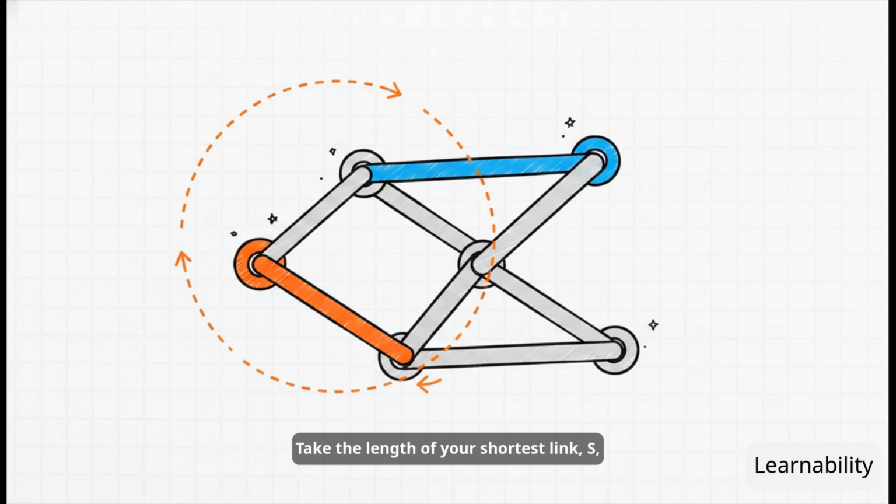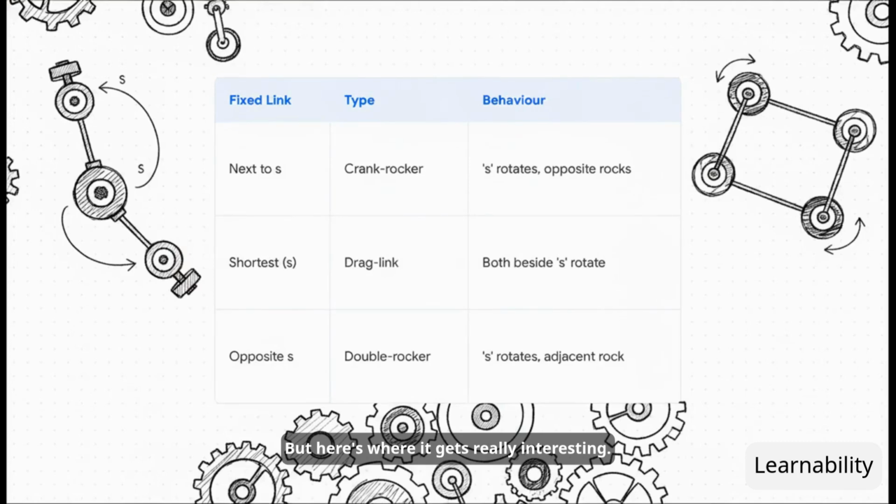It's super simple. Take the length of your shortest link, S, and add it to the longest link, L. If that total is less than or equal to the remaining 2 links, congratulations, you've got a Grashoff linkage, meaning at least one part can spin all the way around. But here's where it gets really interesting. Just because a link can spin doesn't mean the machine behaves the way you want it to. It all depends on which link you decide to bolt down to the floor as your frame.